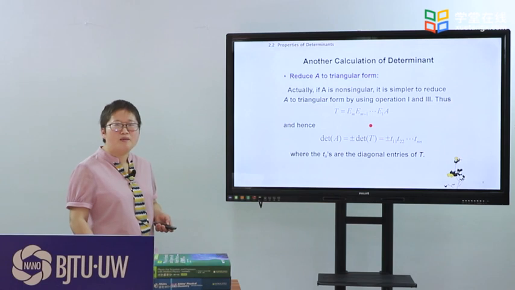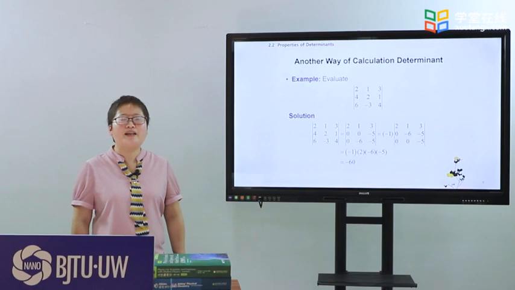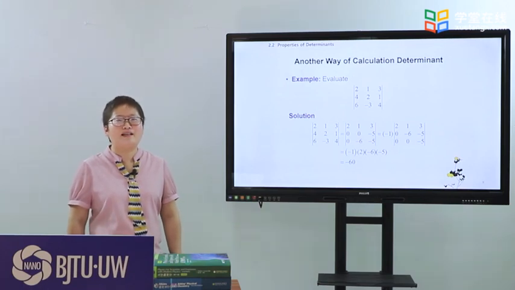If you use 2 times negative, then it's a positive sign. Here, Tii are the diagonal entries of T. Now we consider this example. Ask you to calculate the determinant of this 3 by 3 matrix. We use row operations to calculate this determinant.